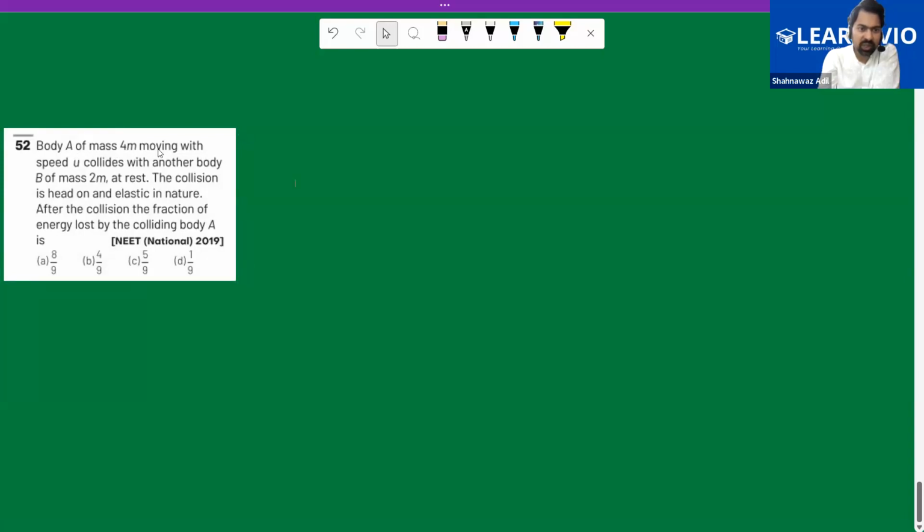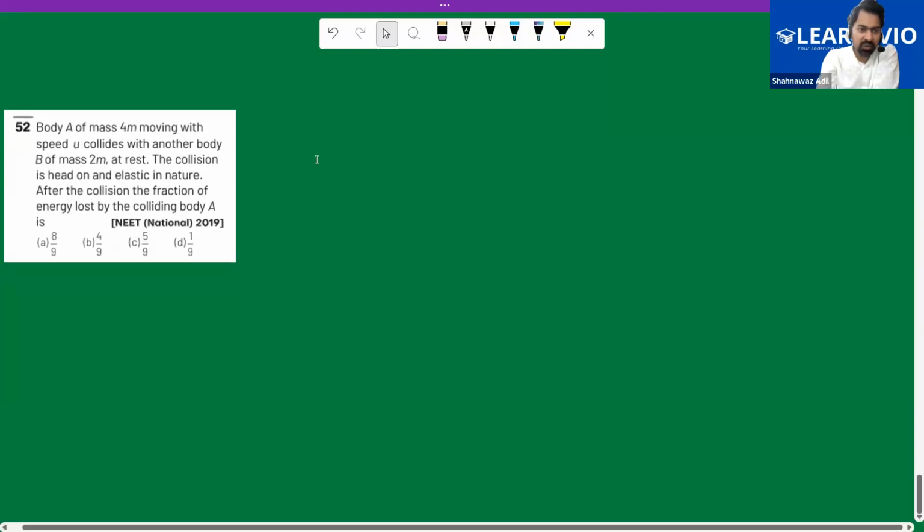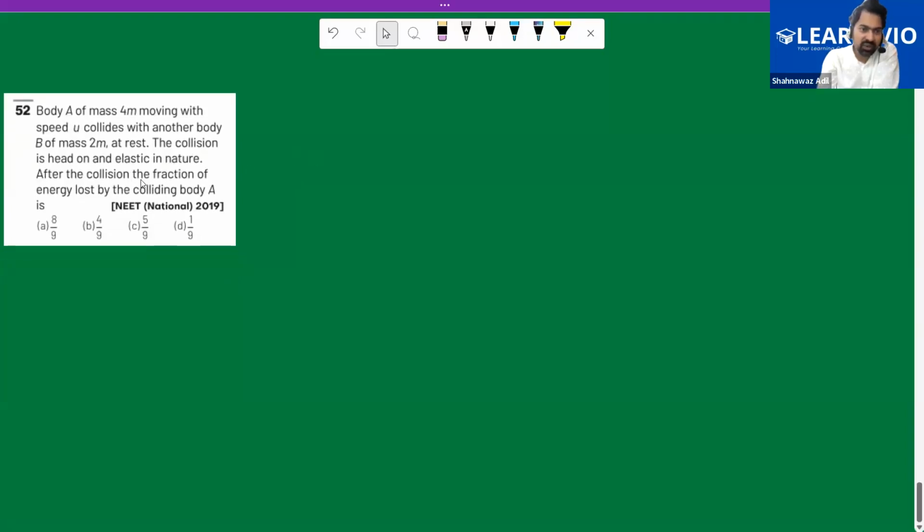Body A of mass 4m moving with speed u collides with another body of mass 2m at rest. The collision is head-on and elastic in nature. After the collision, the fraction of energy lost by the colliding body A is how much? So after the collision, the fraction of energy lost by the colliding body is.